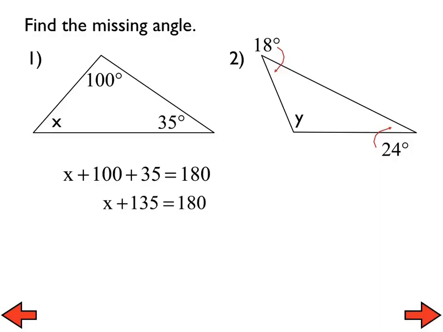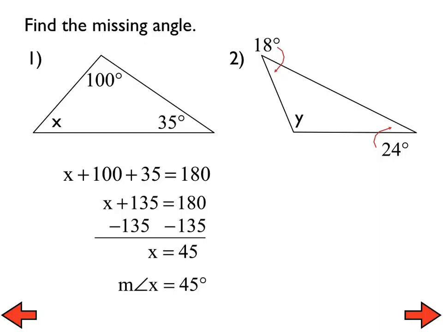This will be 135. Subtract both sides. X equals 45. So the measure of angle x equals 45 degrees. I would like you to write your answer like this. Measure of the angle. Because this is not always going to be x there. In this particular problem, it just says x, but more often than not, it's not just x. So tell me that the measure of the angle is 45 degrees.